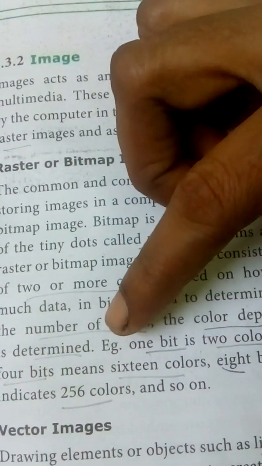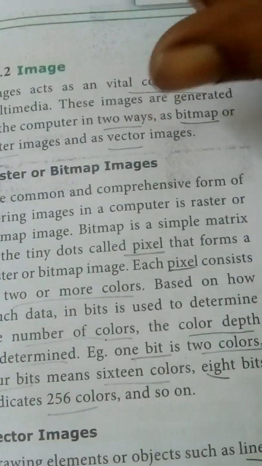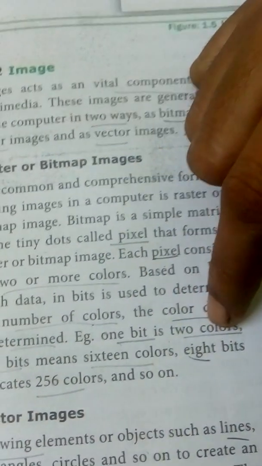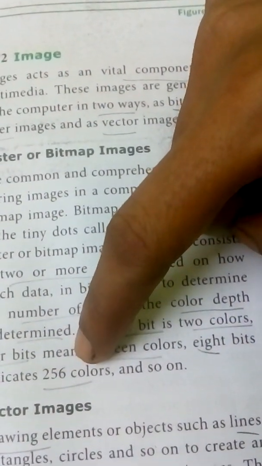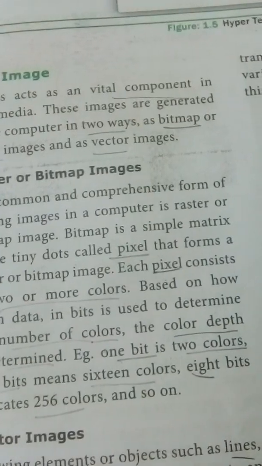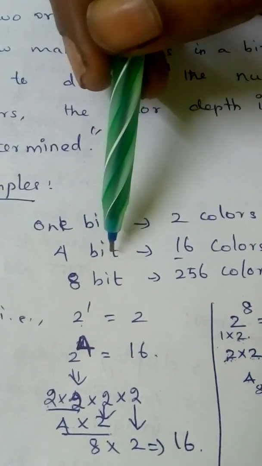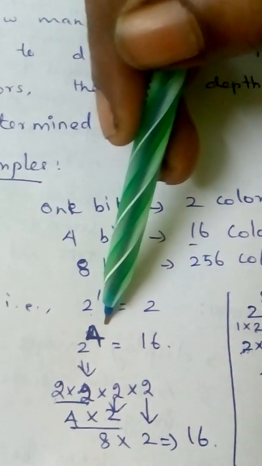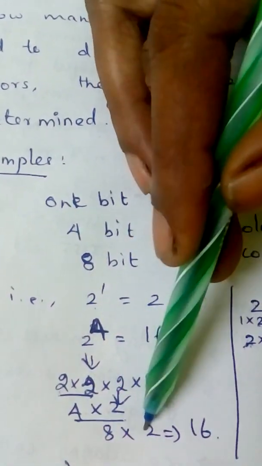For example, on a color TV, the quality of the image depends on the pixels. 1 bit is 2 colors, 4 bit is 16 colors, and 8 bit indicates 256 colors. See here: 1 bit is 2 power 1, equal to 2 colors. For 4 bit, 2 power 4: 2 into 2 is 4, 4 into 2 is 8, 8 into 2 is 16.